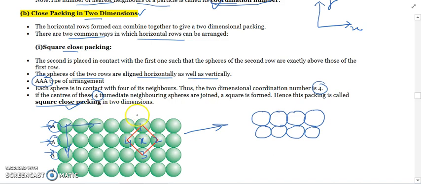Why is it called square close packing? Just join the centers of the nearest spheres. This one and this one, just join the centers, and what we get is a square. That's why it is called square close packing.